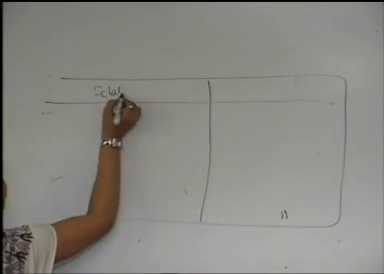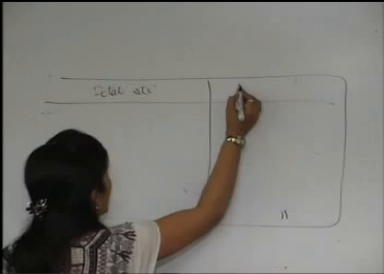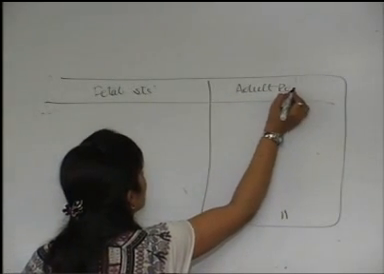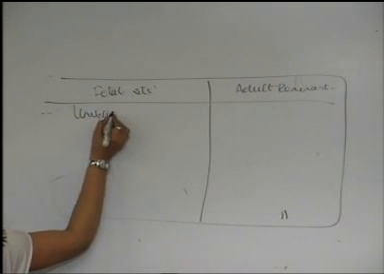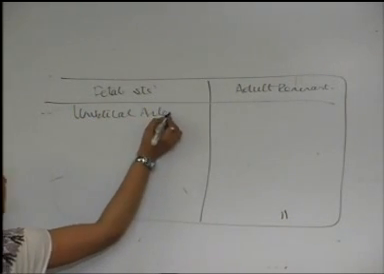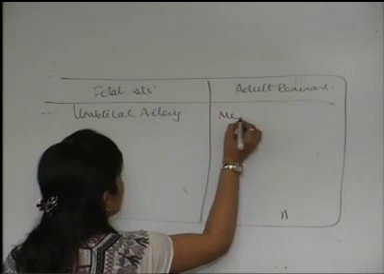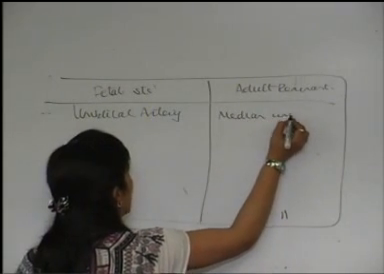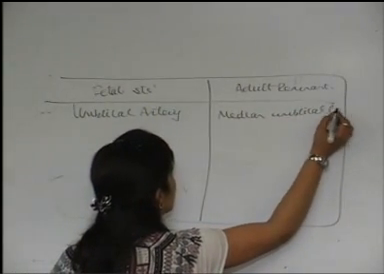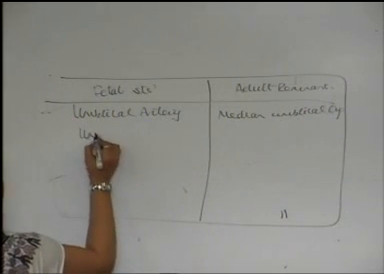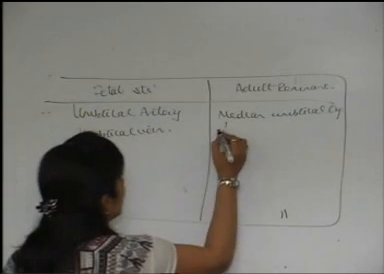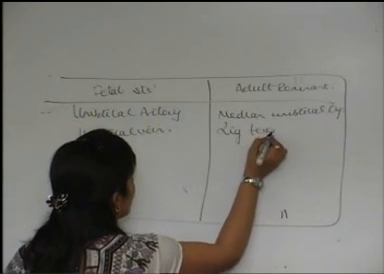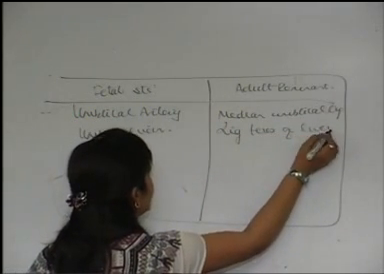Fetal structure and adult remnant. Umbilical artery. Umbilical artery forms the median umbilical ligament. Umbilical vein forms ligamentum teres of the liver.